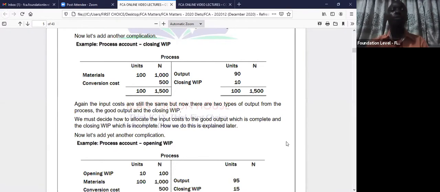How do you value your good output, your completed output? Because now there are two types of outputs, completed and incomplete outputs. What value do you give to each of them? Now, this incomplete output will be discussed later because we are going to use something called the equivalent unit to handle that.